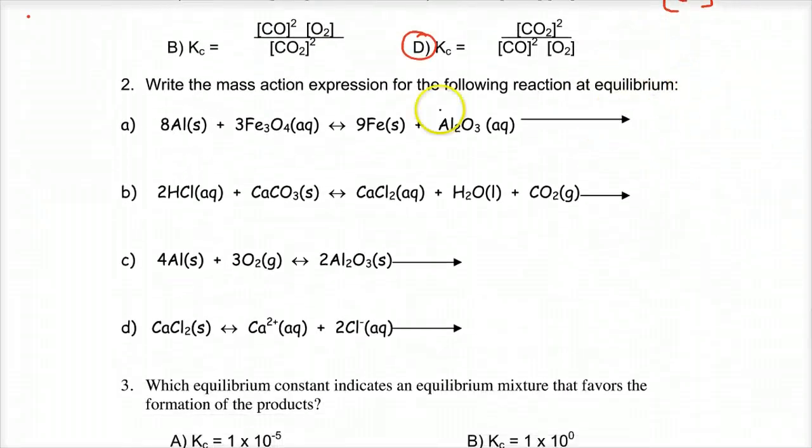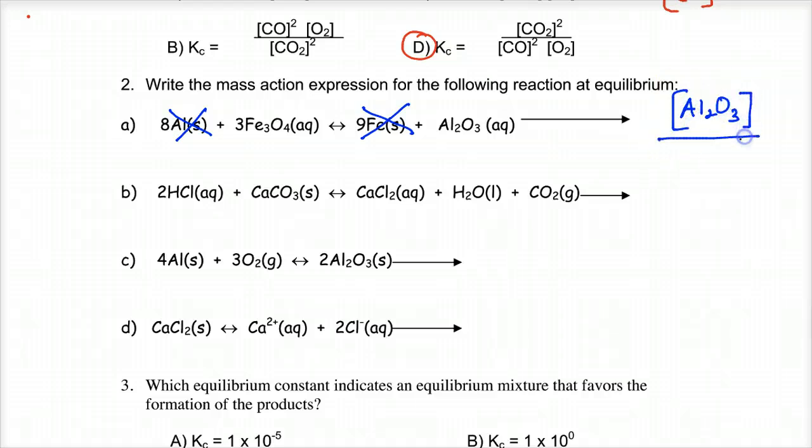Now let's do number A. Products over reactants, except right away I know something. A solid can't have a concentration, and these guys go bye-bye. So it's products over reactants. Here's my products, aluminum oxide, bracket, over reactants, products over reactants, coefficients become exponents, so that's a 1, leave it blank, same thing. This is a 3. Solids and liquids don't apply, and that's equal to Keq.